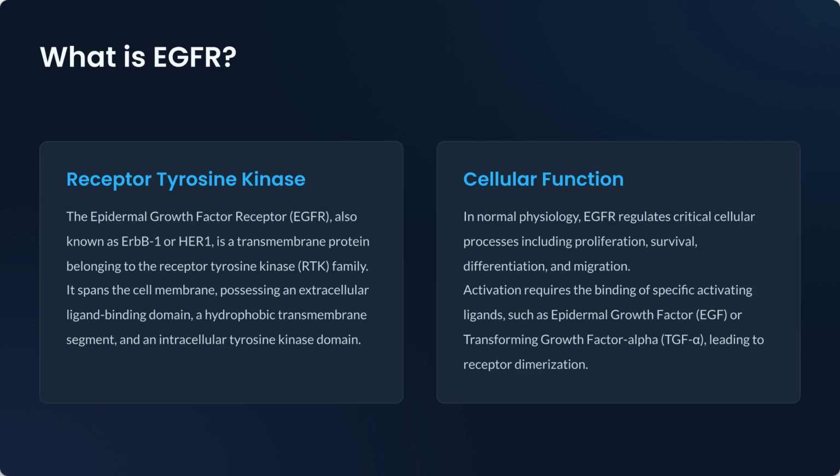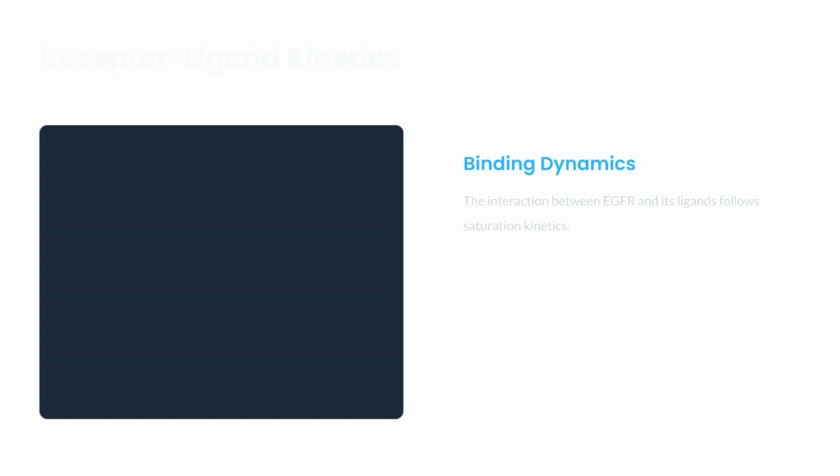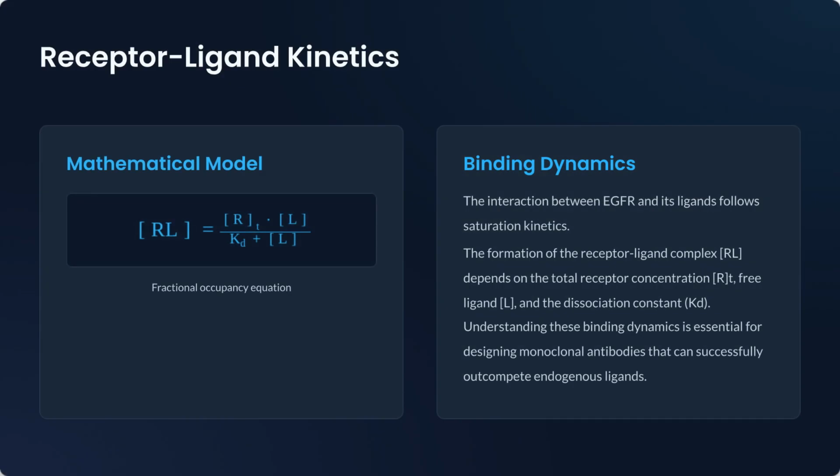EGFR is a transmembrane protein of the receptor tyrosine kinase family, also known as ERBB1 or HER1. The interaction between EGFR and its ligands follows saturation kinetics, as described by the fractional occupancy equation. This understanding is key for designing effective monoclonal antibodies.